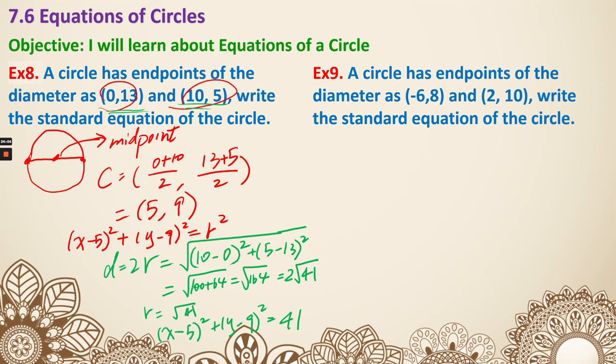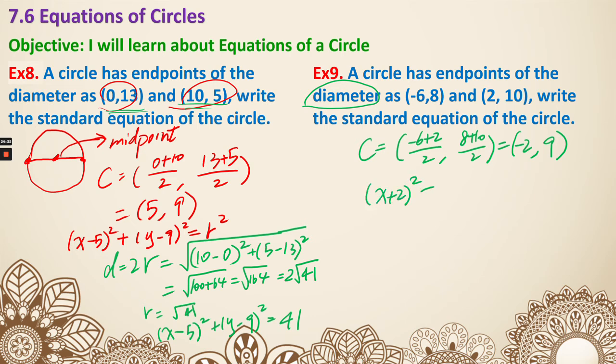Next, example 9. Same idea, a diameter is given, so I need to find my midpoint, which is c, equals (-6 + 2)/2, and then (8 + 10)/2. -6 plus 2 is -4 over 2, that's -2, then 18 over 2, that is 9. So I can set up my equation, which is (x + 2)² + (y - 9)².